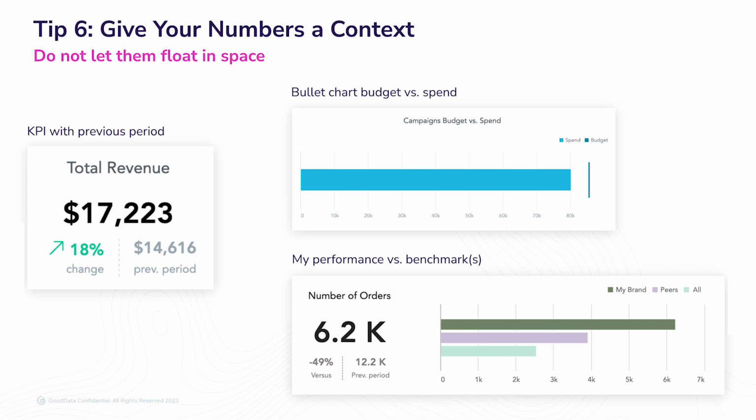And last but not least, it's always important to have something like a date range selector on the dashboard. So you see which date range this number refers to, whether it's a day or month or a year worth of data. So that would be tip number 6.